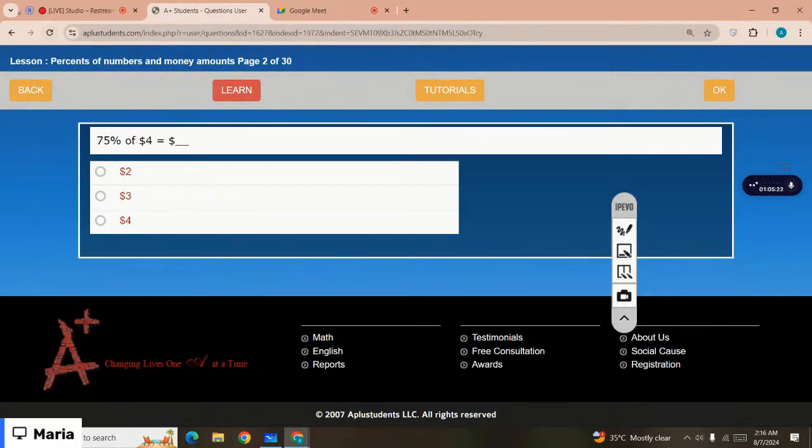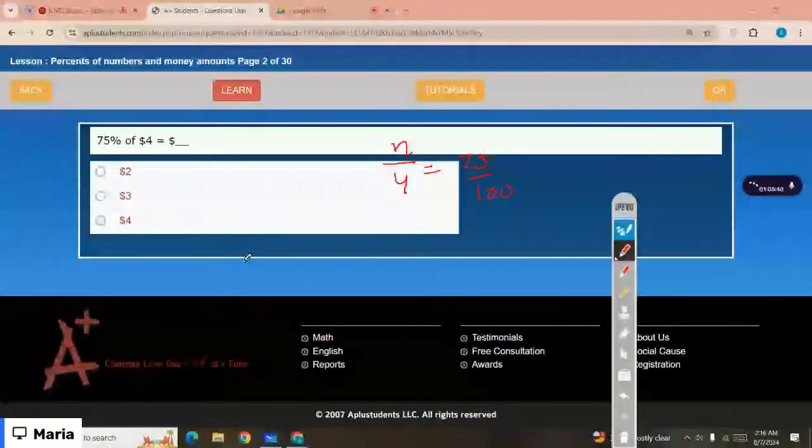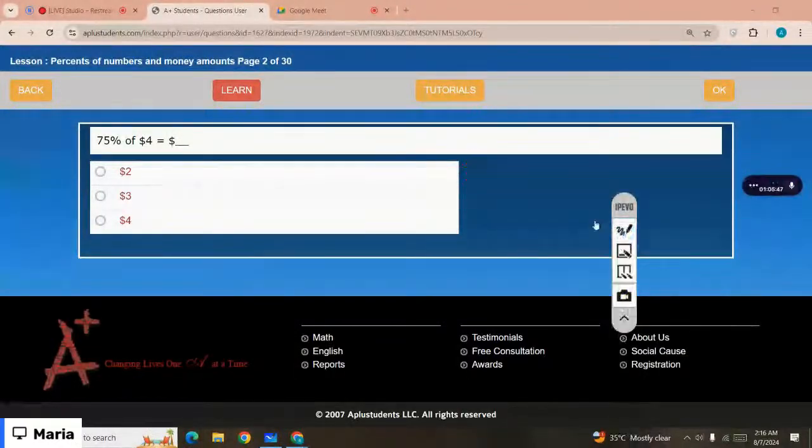75% of $4. So let's just calculate 75% of 4, right? You have to do n divided by 4 equals 75 over 100. Yes, that is $3. The correct option is $3. Option number 2 is the correct option. Very good.